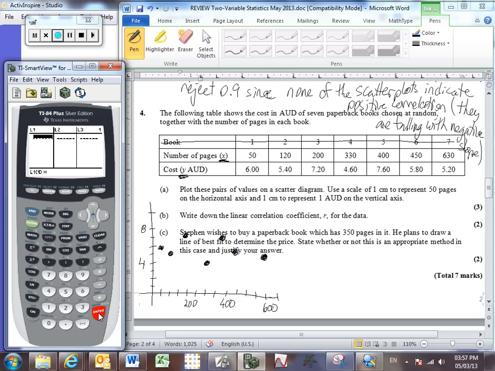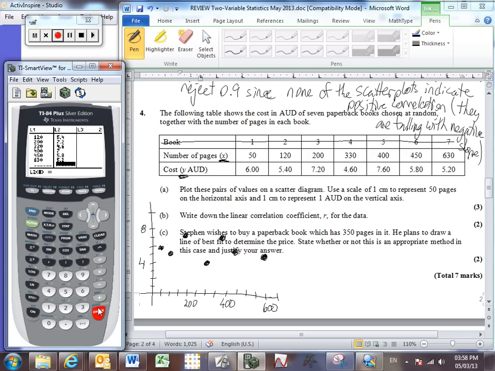Alright, and here we go. Our X values are 50, 120, 200, 330, 400, 450, and 630. My list 2 values: 6, 5.4, 7.2, 4.6, 7.6, 5.8, and 5.2.